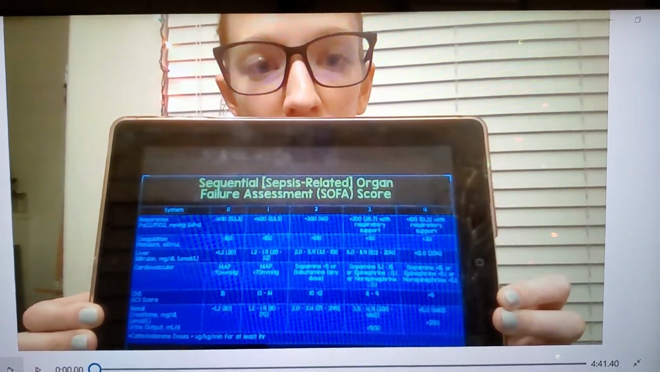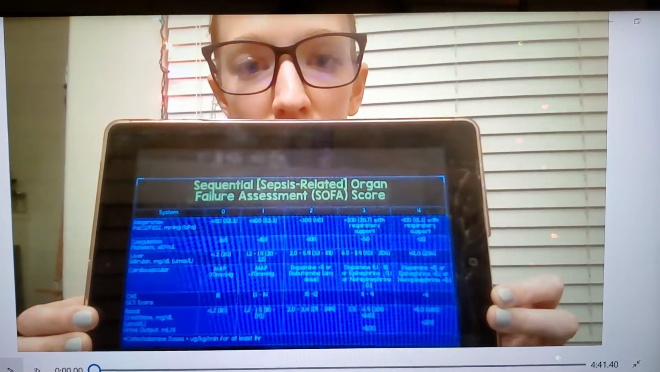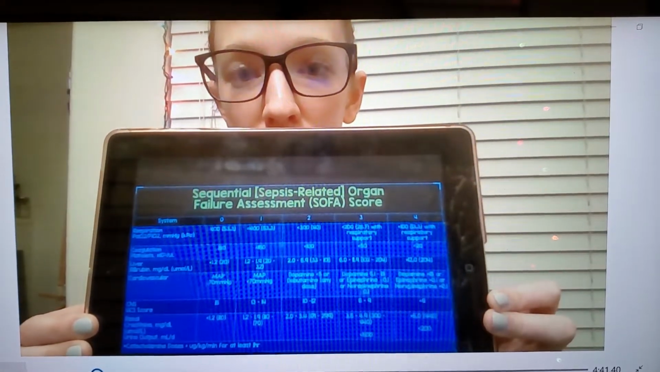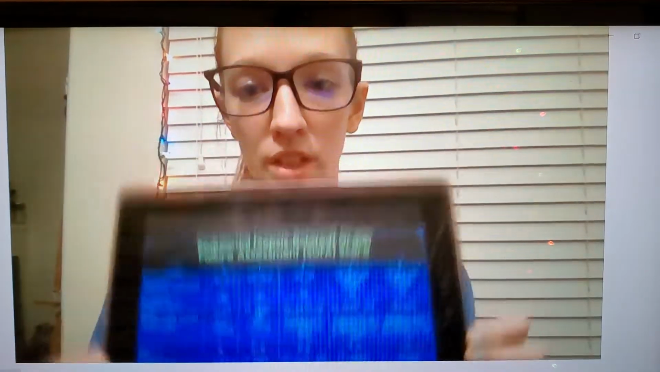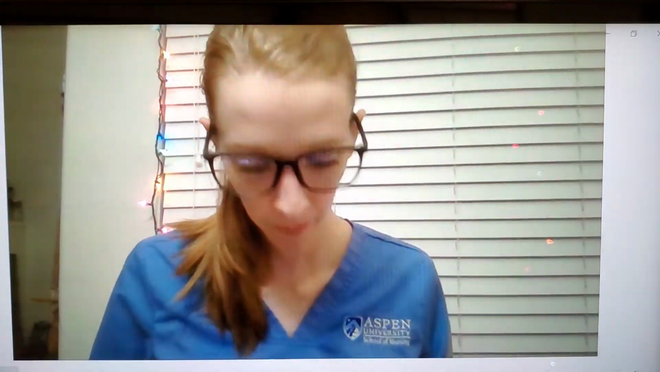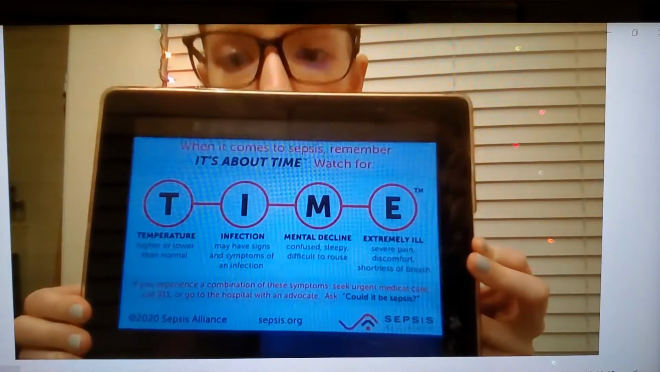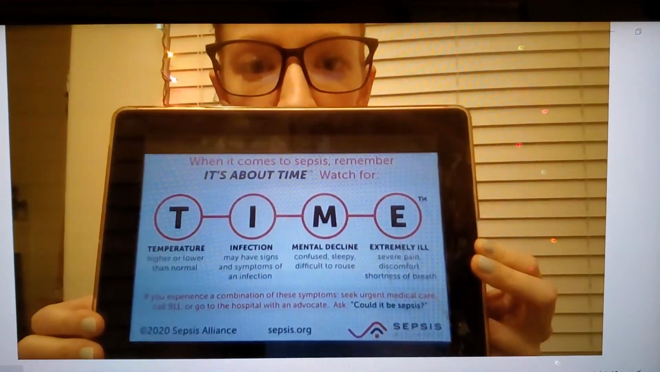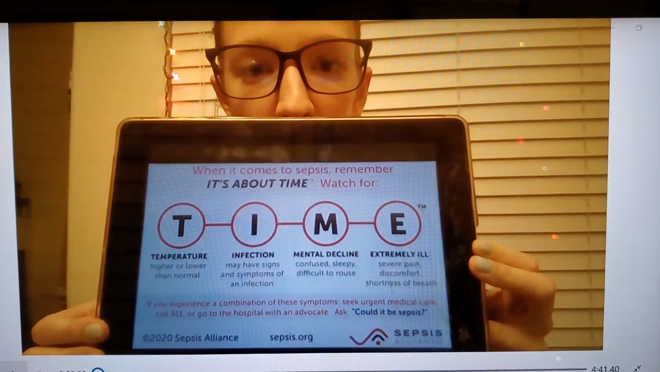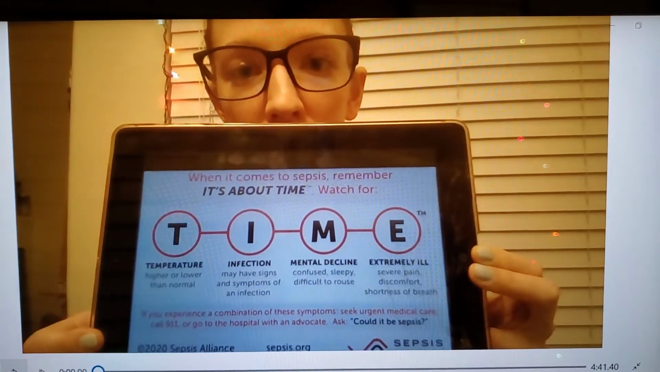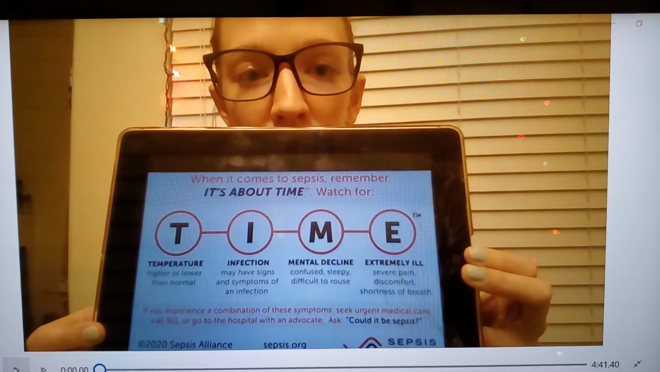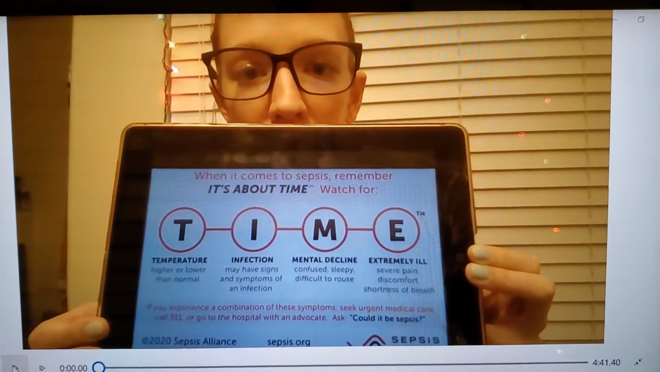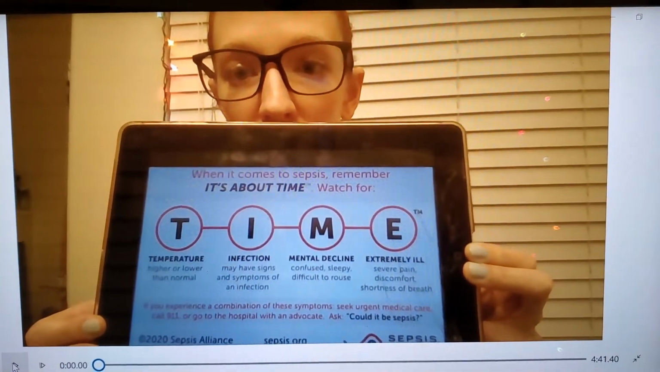Although this is for providers to use for diagnosis, as a nurse it's always good to be on the lookout for potential signs of sepsis, and so the TIME acronym is helpful for this. As you can see here, this acronym represents watching if the patient has an abnormal body temperature, signs of infection, mental decline, or if they are extremely ill, can all indicate potential signs of sepsis.